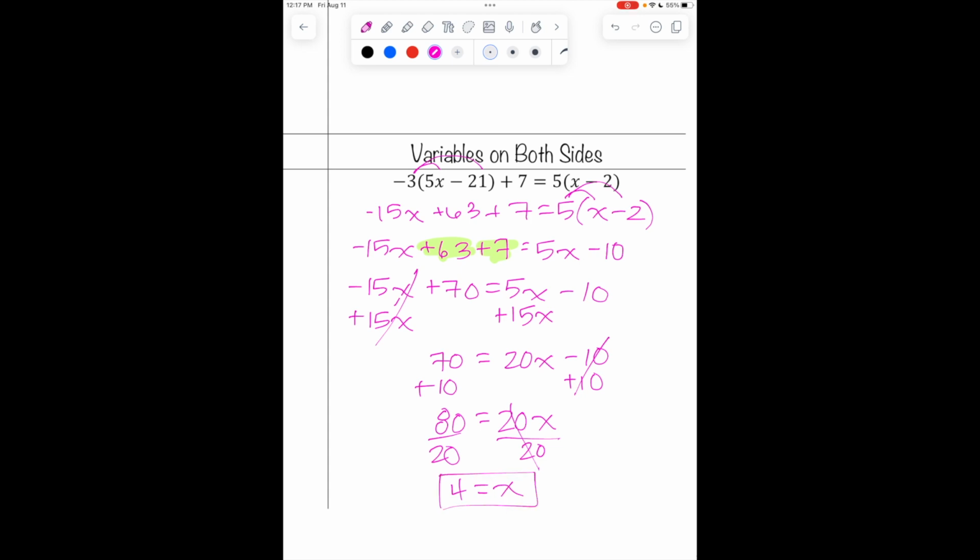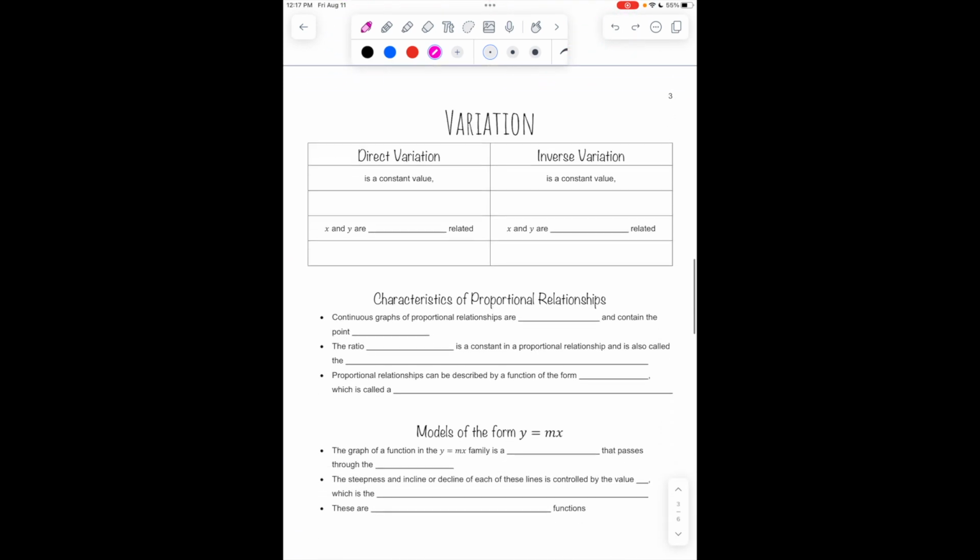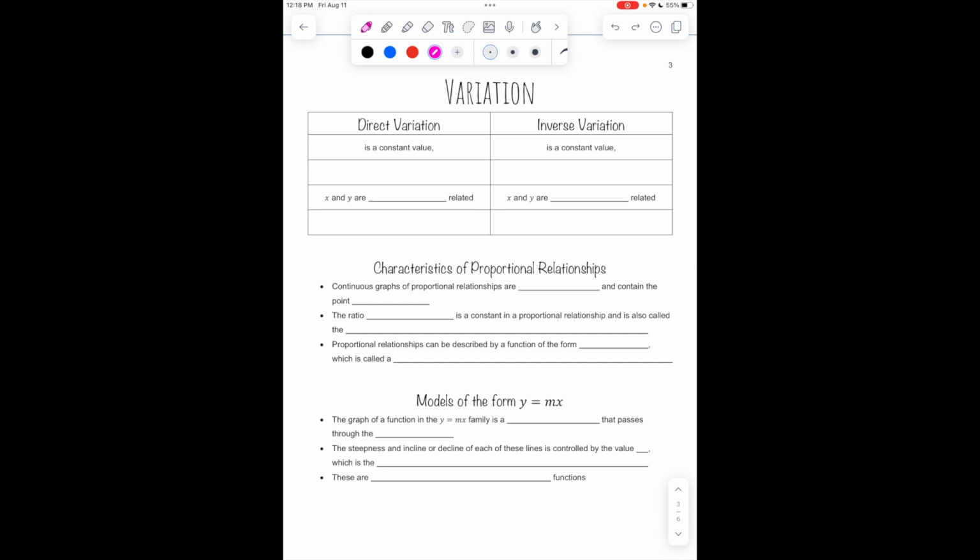No matter at this step how I had started it, I will end up, if I've done things correctly, with the same answer. So that's a review of solving equations from kind of a basic one onto a much more complicated one. Next up, we're going to look at variation. This is just going to be a whole bunch of definitions, no examples to get through here.